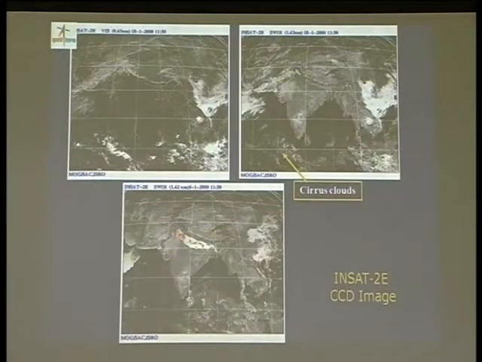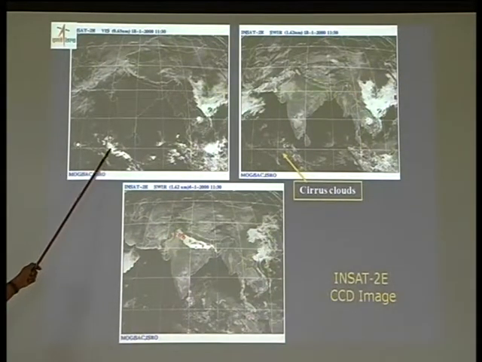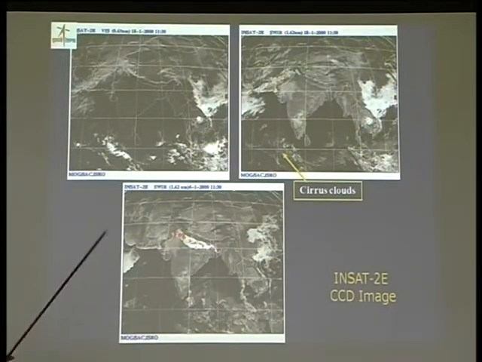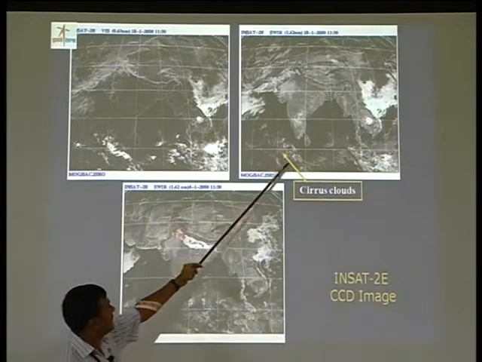And these are the CCD pictures. So CCD pictures, some additional features you can see is from the sphere band, because if you see in the visible band here, you see this bright cloud patch, but over this bright cloud patch, there may be ice cloud. So ice cloud you are not able to monitor either from visible or from thermal infrared. So the sphere band helps in detection of the cirrus clouds.